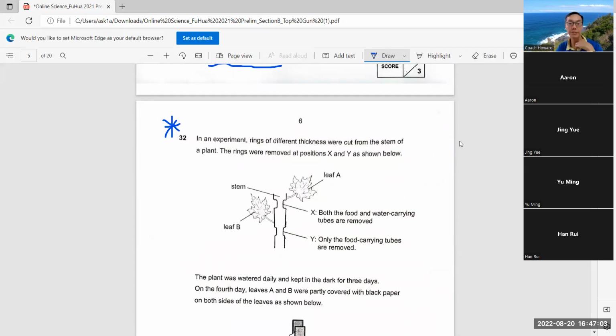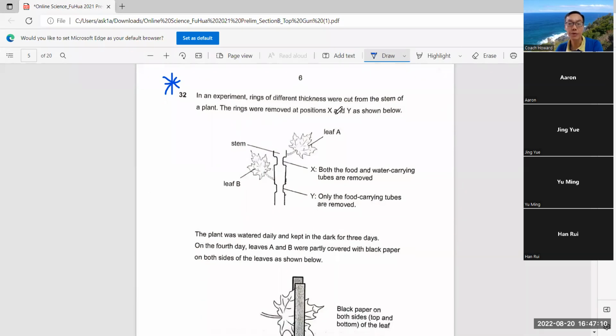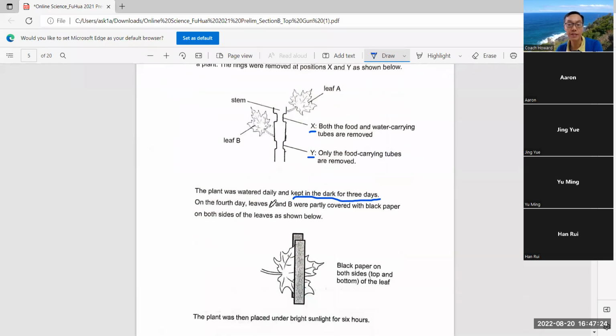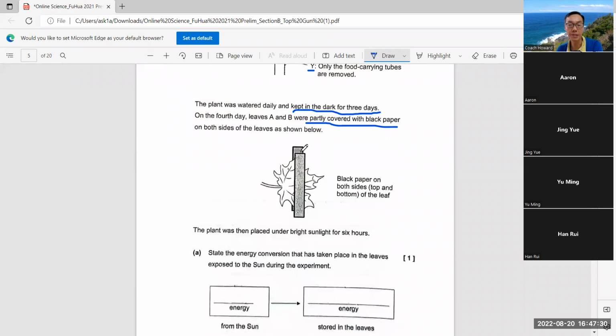Okay, in an experiment, rings of different thickness were cut from the stem of a plant. The rings were removed at position X, this part, and Y. Okay, the plants were watered daily and kept in the dark, this part, for 3 days. On the 4th day, leaf A and B were partly covered with black paper on both sides of the leaves. So they covered the top and bottom with black paper. Black paper prevents light from entering.